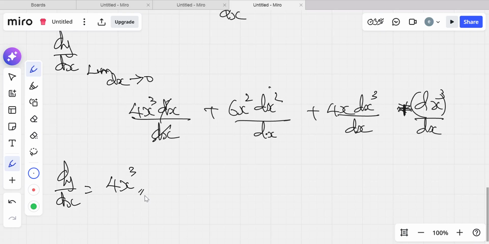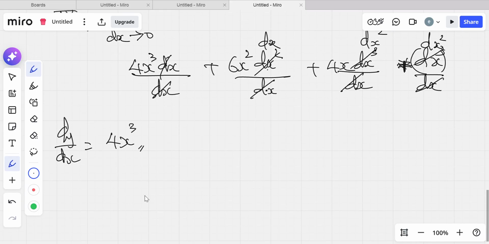So when you cancel this, you have dx. You cancel this, you have dx to the power 2. Cancel this, you have dx to the power 2. You now limit dx to 0. Wherever you see dx, you put 0. You will discover that 6x multiplied by 0 is 0. This one is gone and this one is gone. We are now left with what? 4x to the power 3.